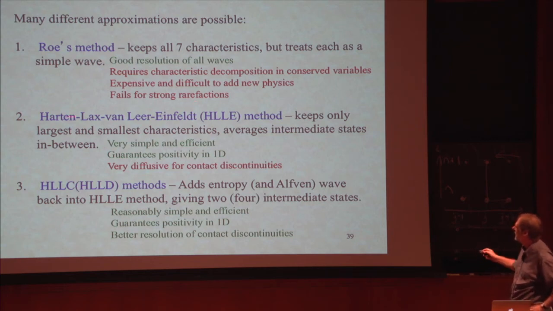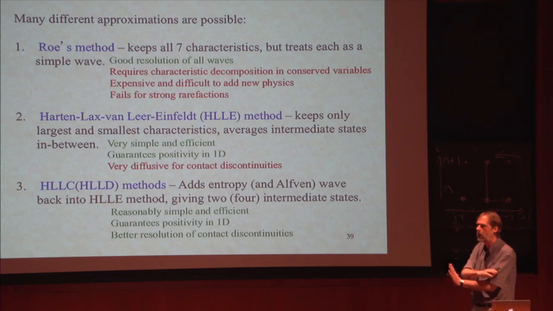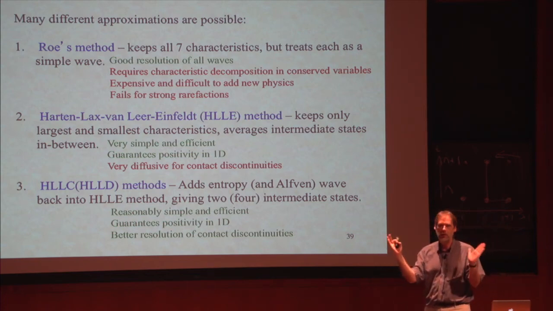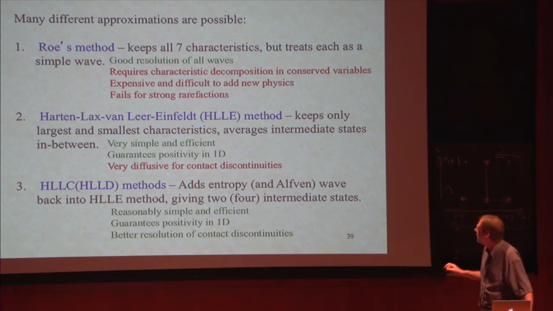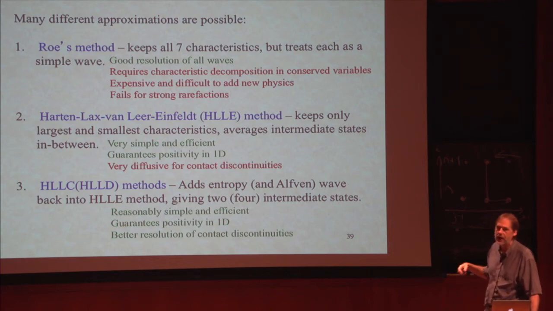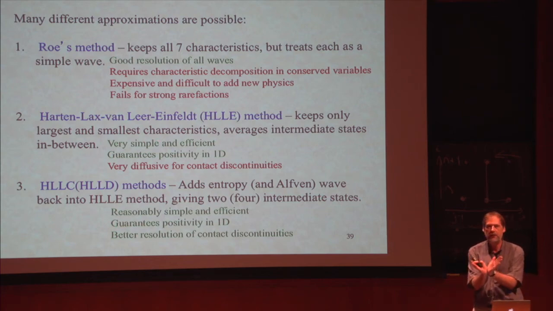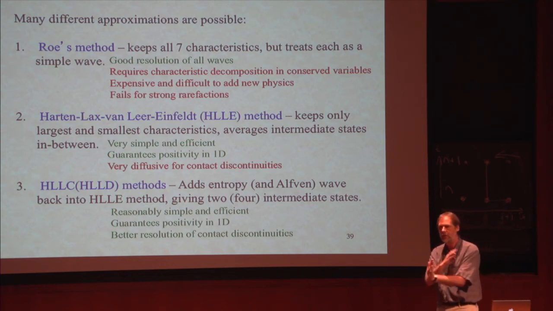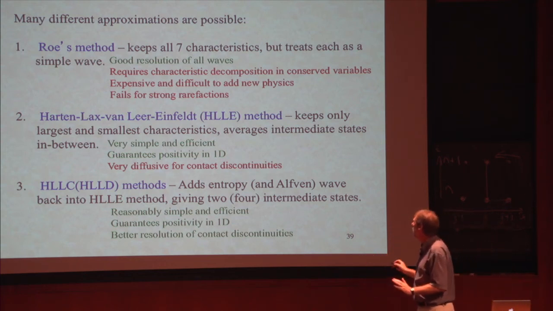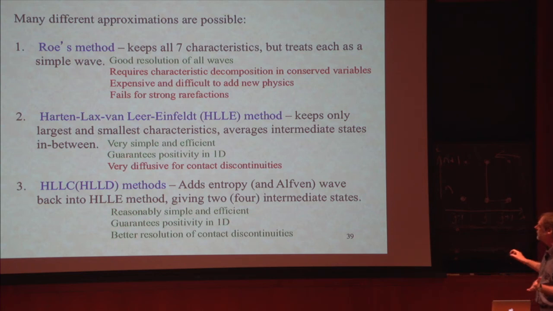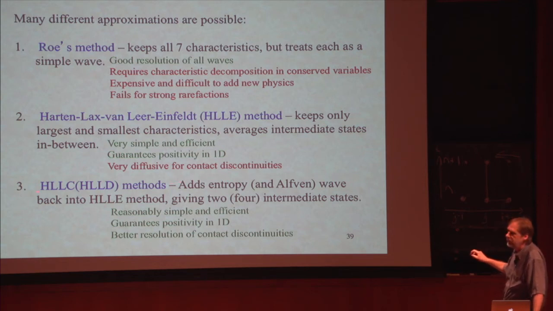There are so-called HLL or HLLE methods. They keep only the largest and smallest characteristics. They make approximations. They throw away all the intermediate states and keep only one wave speed. There's even something simpler called local Lax-Friedrichs, which is actually quite popular. It keeps only one wave speed on both sides. It's only one fast wave, symmetric on both sides. They're very, very simple and very robust. But they can be very diffusive for the intermediate waves. And there are more extensions, HLLC for hydrodynamics, HLLD.